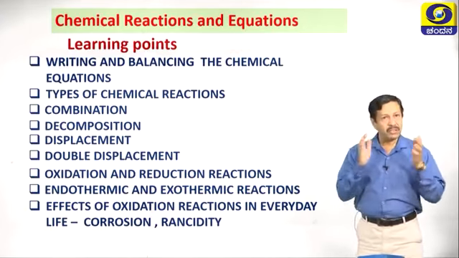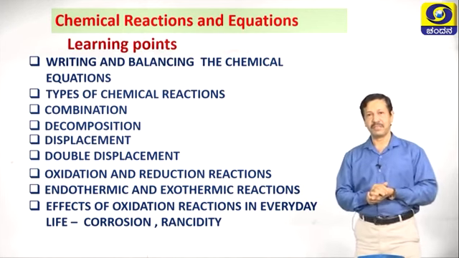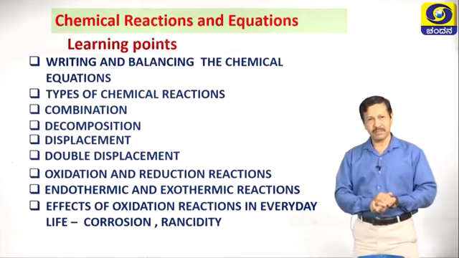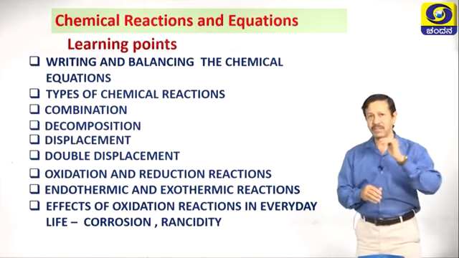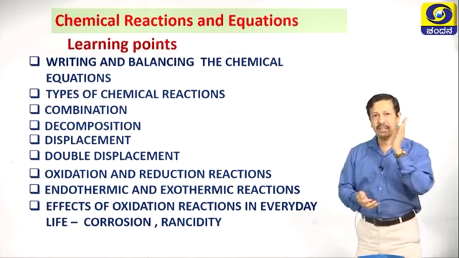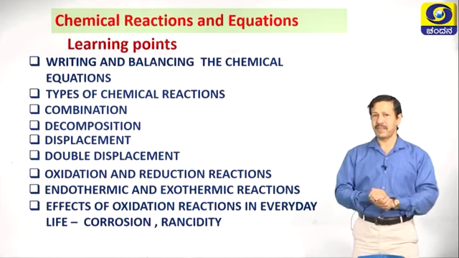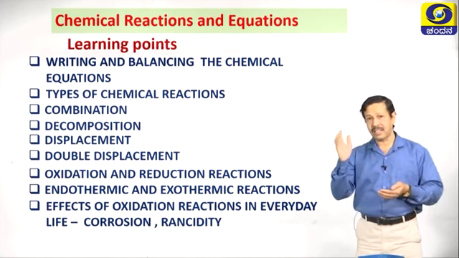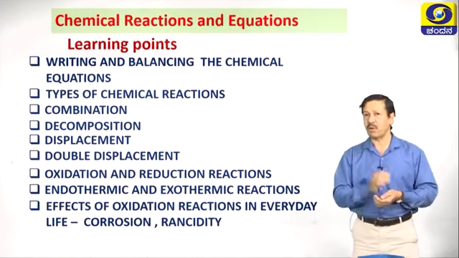In this session, you are going to learn about the first chapter in science, that is chemical reactions and equations. You will learn about writing and balancing chemical equations, types of chemical reactions, that is combination, decomposition, displacement, double displacement, oxidation and reduction reactions, endothermic and exothermic reactions, and effects of oxidation and reduction reactions in our daily life like corrosion and rancidity. Now, let us understand these concepts one by one.